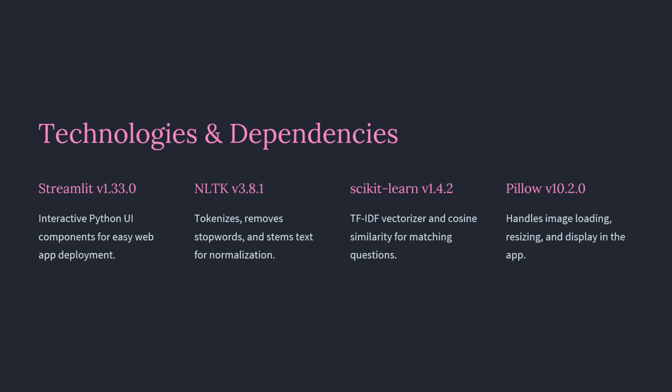Next, scikit-learn. Its TF-IDF vectorizer turns words into numbers based on how important they are. Then we use cosine similarity to match a user's question to the best FAQ. The next is Pillow. Pillow handles the background image. It loads, resizes and displays the picture so the app looks polished.